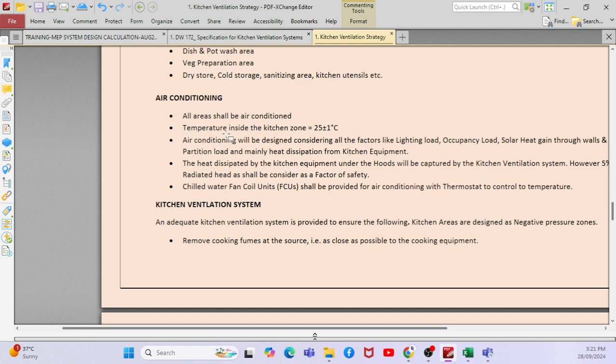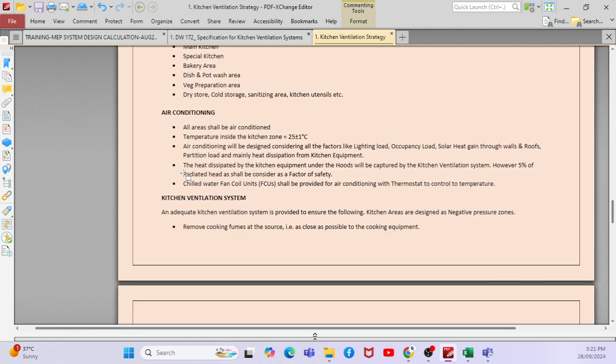The temperature is approximately 25 plus or minus 1 degree Celsius, which is for cooling comfort, for the human comfort requirement. That is the cooling set point. Then all air conditioning will be designed considering all the factors like lighting load, occupancy load, solar heat gain through walls and roofs, partition load, and mainly heat dissipation from the kitchen equipment.